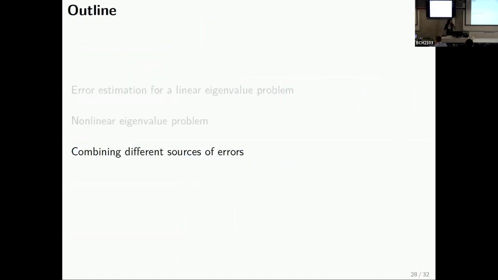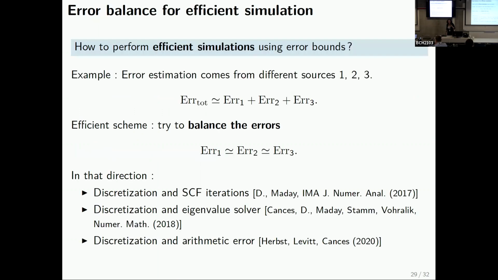Okay, and so if I have 1 or 2 minutes, I'll conclude by showing how we can combine different sources of errors. The idea is to practically use these error bounds to obtain as good an accuracy as we can with a given computational cost. For example, if the error comes from different sources, that I named 1, 2, 3, that could be the algorithm, the discretization, even some model error, then an efficient scheme would be to try to balance those errors. Because if you have one error that is really higher than the others, then there's really no need to invest time in refining the other parameters of the simulation.